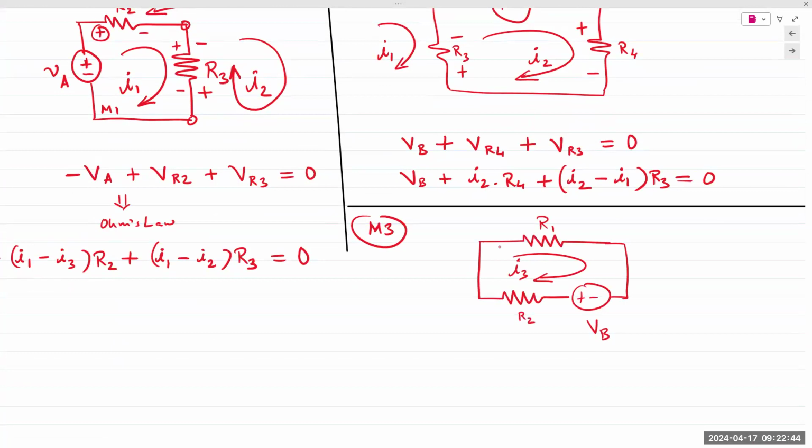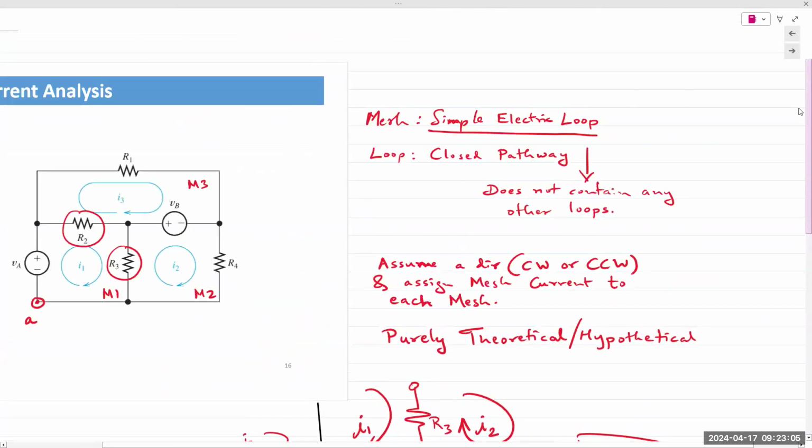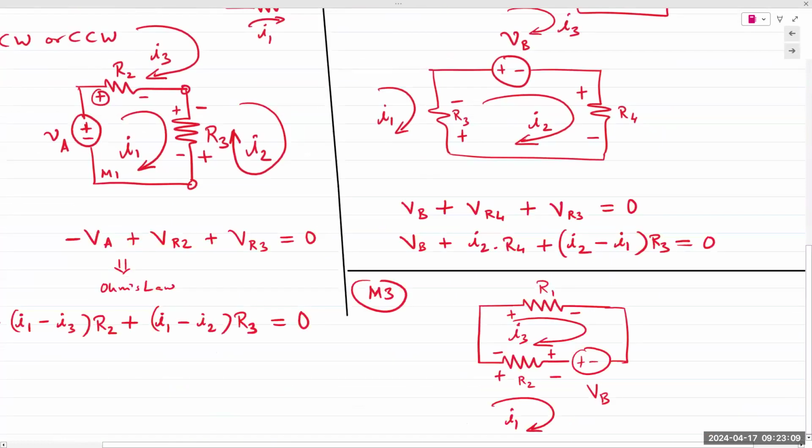This is R2. R2 has I1 going in the opposite direction. This is plus on the left, minus on the right, plus on the right, minus on the left, as the current is shown. All right, let's see. R1, R2, VB plus on the left.